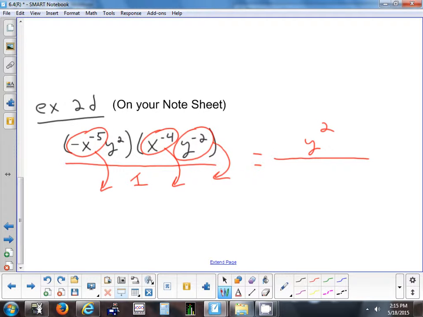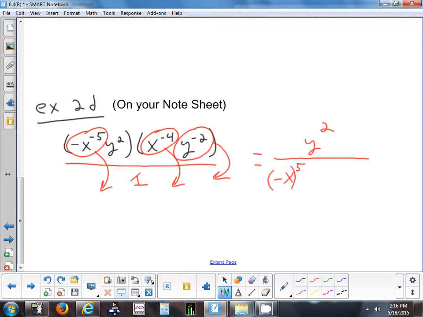Okay. What does negative x to the negative fifth become when we move it? Now, be careful when you move it. Okay, when you move it, the only thing affected is the exponent, nothing else. So what's this going to become when we move it? When you move something through the fraction bar, the only thing that can change is the sign on the exponent. Leave everything else the same. Good. Negative x to the positive fifth.